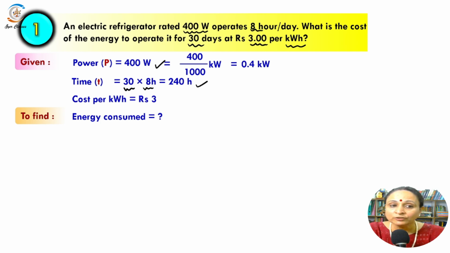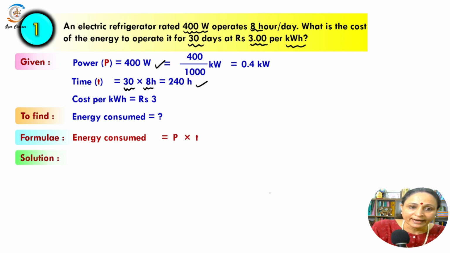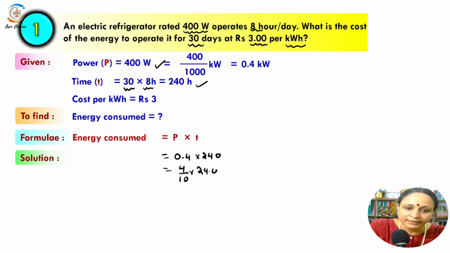How to find out the energy which is consumed? It is equal to power multiplied by time. So how do I write the solution? Here the power is 0.4 multiplied by 240, or you can simply write this as 4 by 10 into 240. Cancel this off, and this is equal to 96 kilowatt hour.